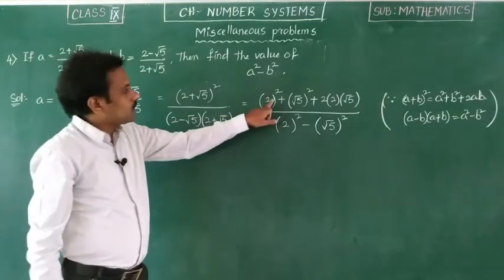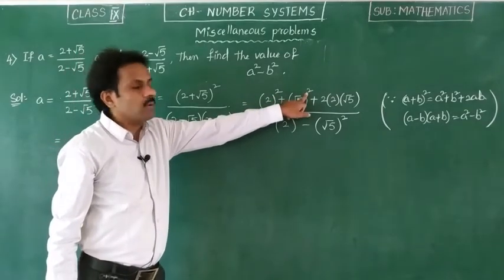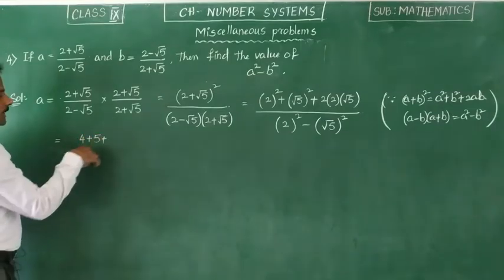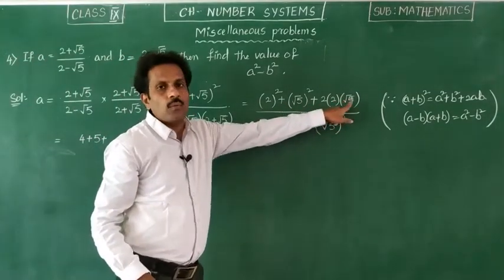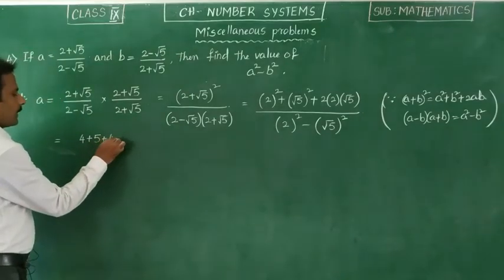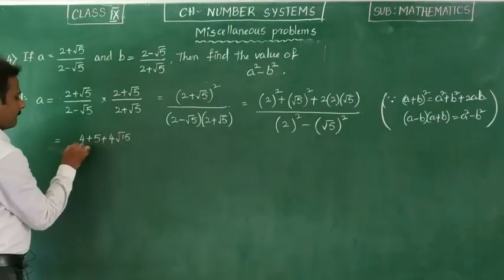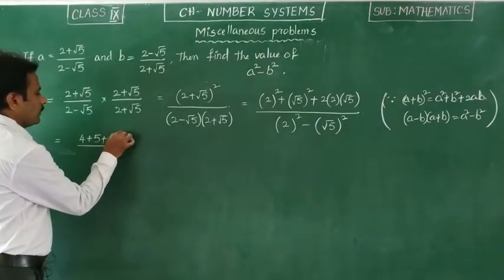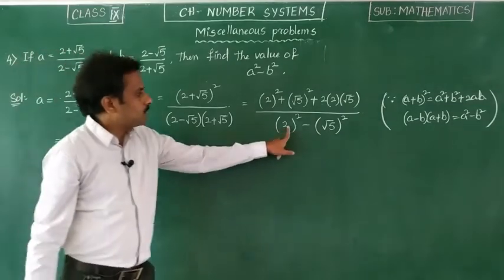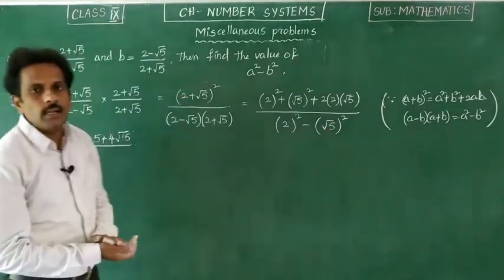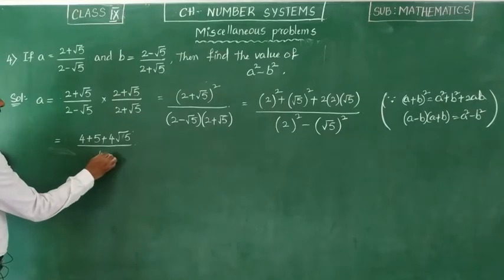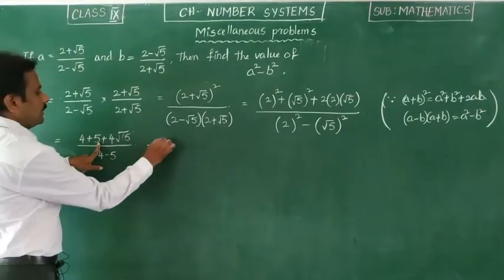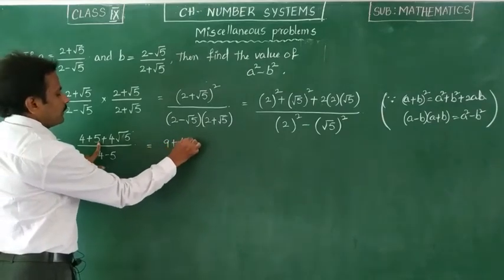So here 2 square we get 4, plus root 5 whole square we get 5, 4 plus 5, plus 2 into 2 into root 5, that is 4 root 5, upon, here 2 square is 4 minus root 5 square we get 5, 4 minus 5. That implies 4 plus 5 is 9, 9 plus 4 root 5.